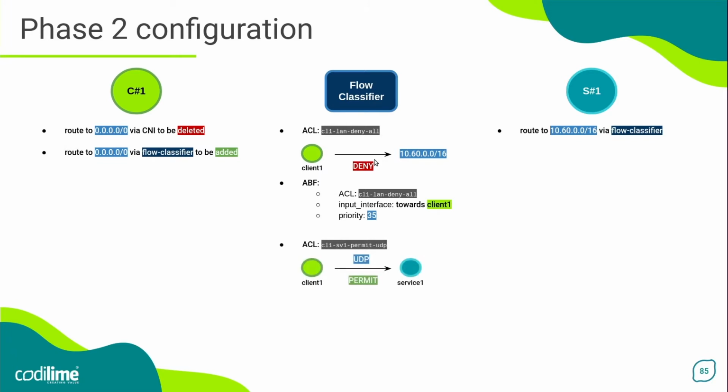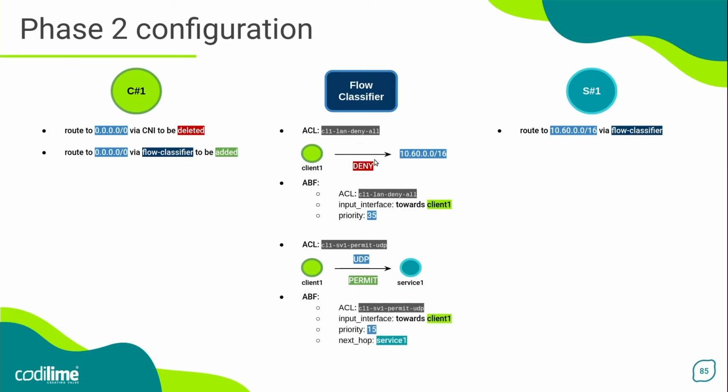In the current phase, we want to make it possible for client 1 to download content from the TFTP server. For that, we need to add another ABF to the Flow Classifier. So first, we need to configure a new ACL permitting UDP from an IP address of client 1 destined for the IP of service 1.